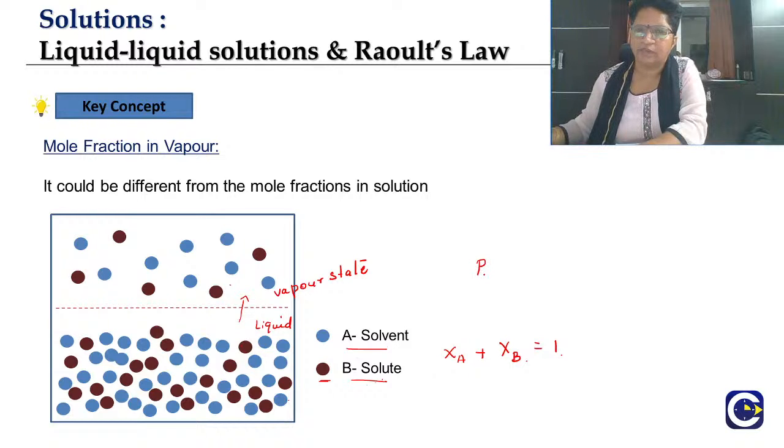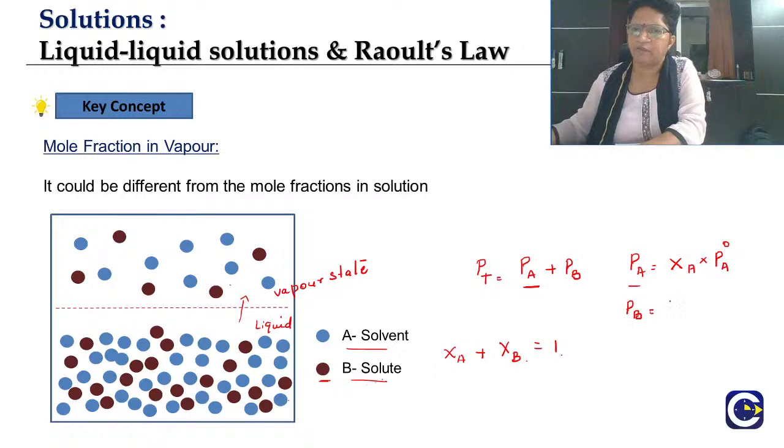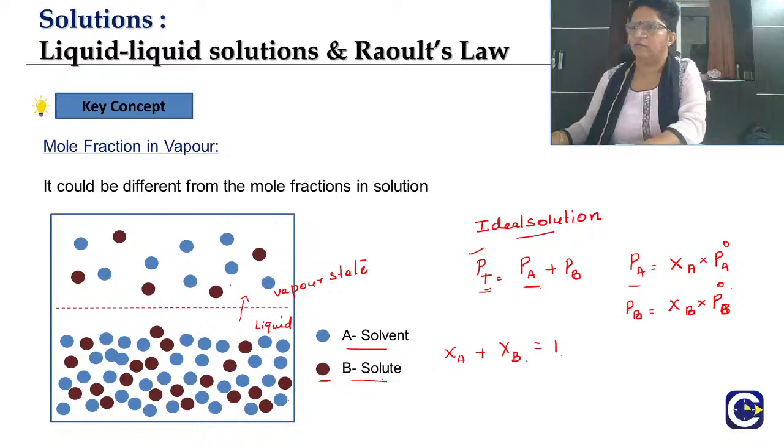So if it obeys Raoult's law, what did we say? Total pressure is equal to the pressure of A plus the pressure of B in solution. How did we take the pressure of A? Pressure of A is the mole fraction of A into the vapor pressure of A in the pure state. P naught was the pure state, PA in the solution. PB, how do we write PB? PB is the mole fraction of B into the vapor pressure of B in the pure state. So if this holds, then we say it obeys Raoult's law and it's an ideal solution. An ideal solution is any solution which obeys Raoult's law at all conditions.